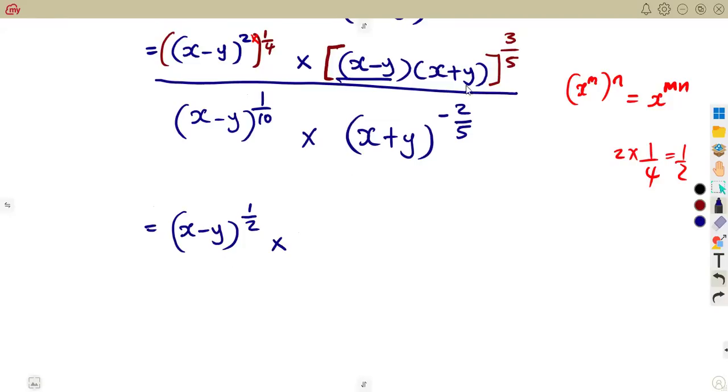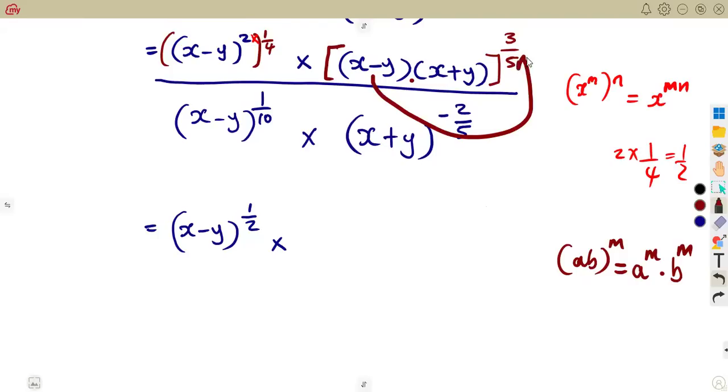Times, what are we going to do here? There are two brackets raised to the exponent of 3 over 5. What does it mean? (ab) to the exponent of m: every part will be raised to the exponent of m. It will be a to the exponent of m, b to the exponent of m. A product. So it means this will be raised to the exponent of 3 over 5, and this will also be raised to the exponent of 3 over 5 from that understanding.